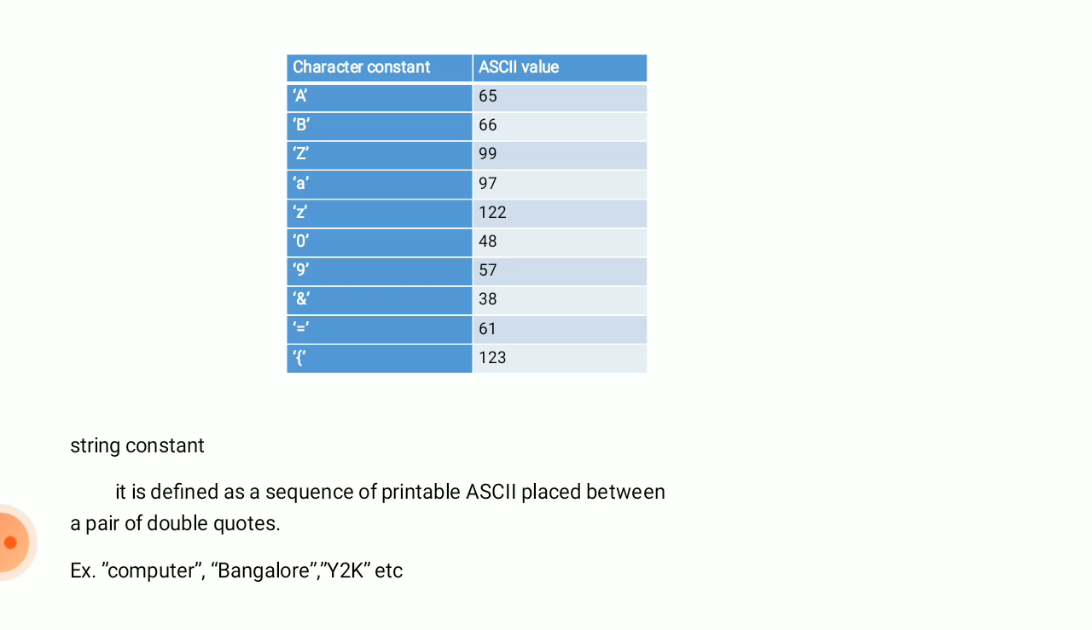Okay. So, for example, computer, Bangalore, Y2K, suppose 2020, whatever data you enclose within a pair of double quotes, it is called a string constant. Okay. Again, in a character type and a string type, character means only a single character, string means a sequence of characters. Okay. So, this is a string constant.